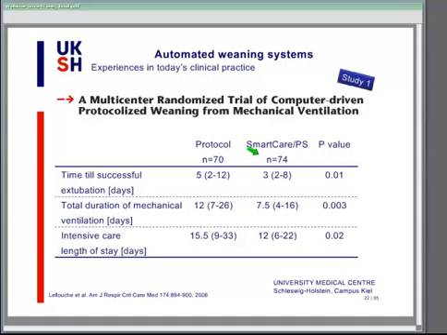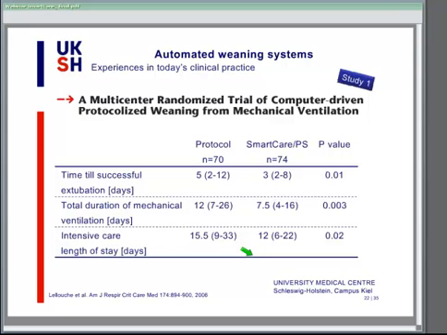Here's the protocol group, here's the SmartCare group, and for example, the time until the first successful extubation was reduced by the SmartCare system from 5 to 3 days. The total duration of mechanical ventilation was nearly halved by SmartCare, from 12 to 7.5 days, and this also had an effect on the length of stay in the ICU. So the ICU length of stay was also shortened by the SmartCare system.